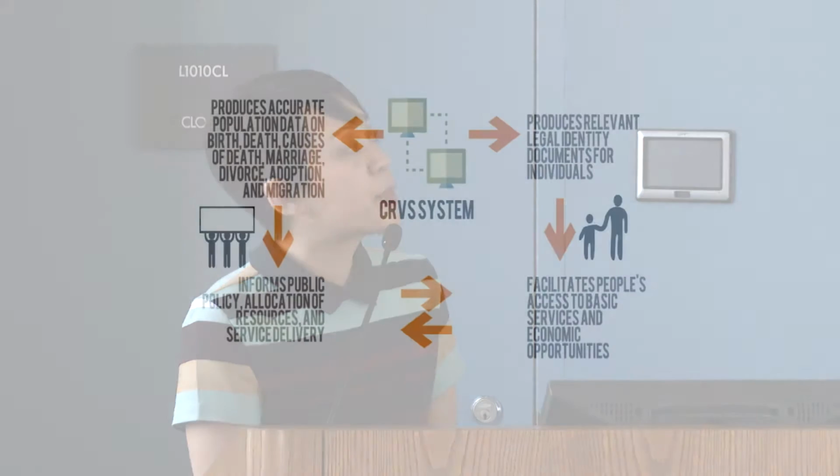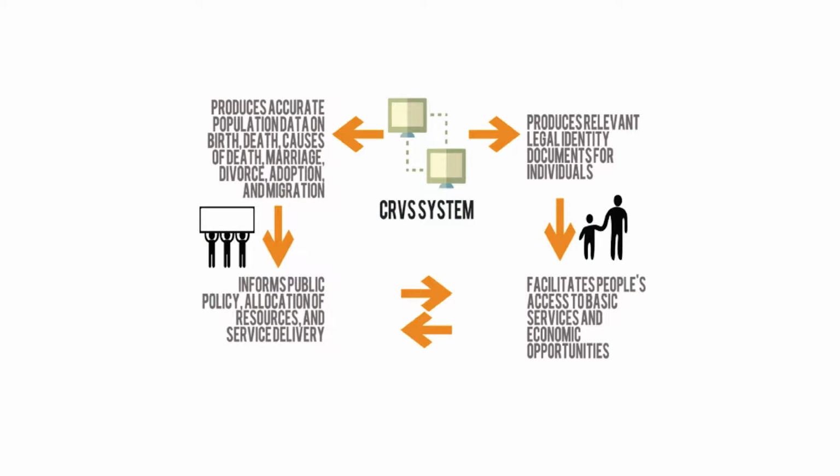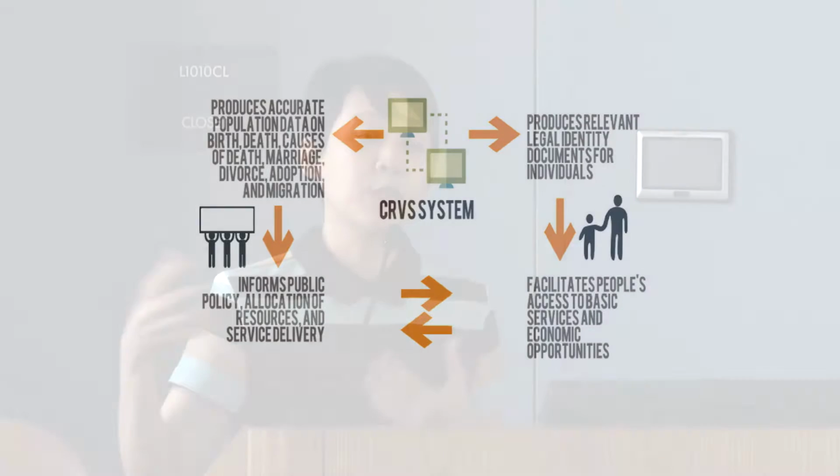In principle, a functioning CRVS system will not only provide individuals with legal identity documents that facilitate their access to basic services, but at the same time, it will produce accurate vital statistics of the population. And the vital statistics of the population should inform public policy, so that resources and service delivery can be allocated where they are most needed.